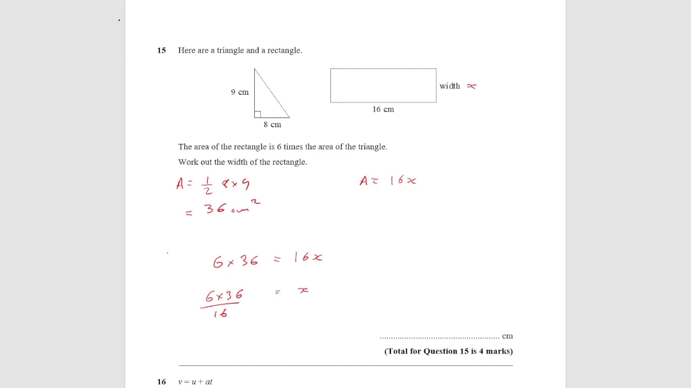So I'm going to say that 16 and 36 both have a 4 in common. 4 goes 4 times into that and 9 times into that. Then I'm going to also tidy up by a factor of 2. So 2 goes twice into 6 and twice into 4. So 3 times by 9 is going to be 27 over 2 is going to be equal to x. So x is going to be 27 over 2, which is 13.5. So x is going to be 13.5.